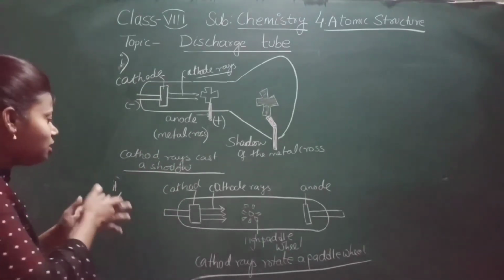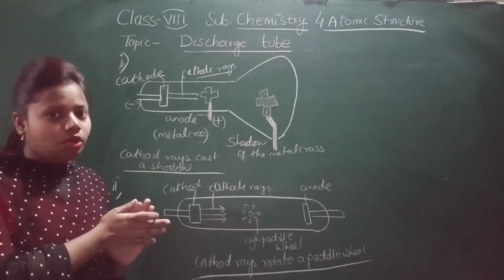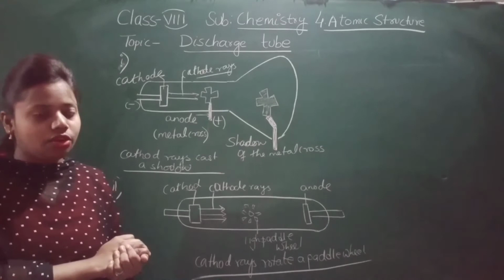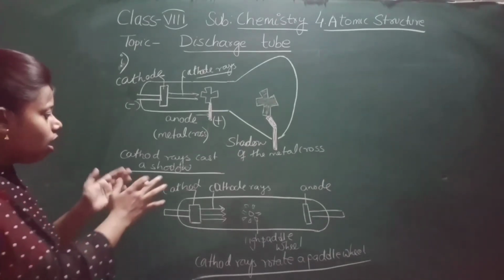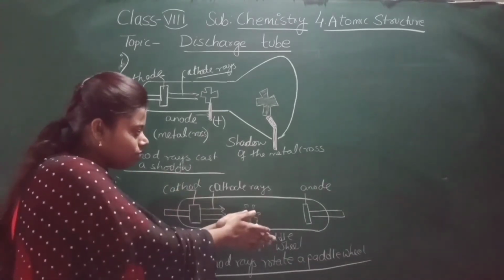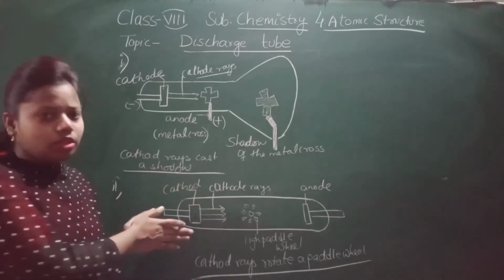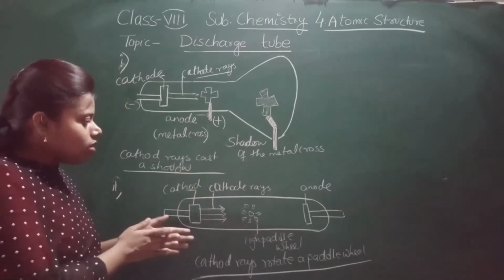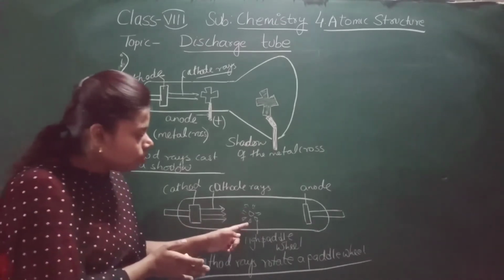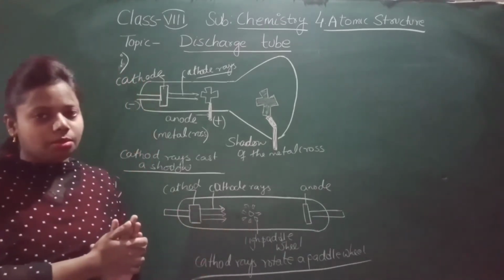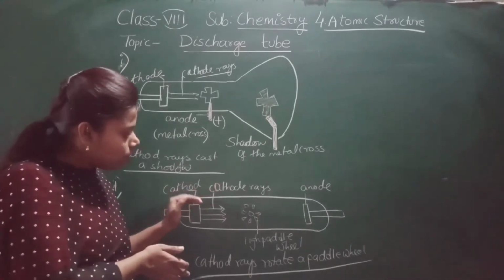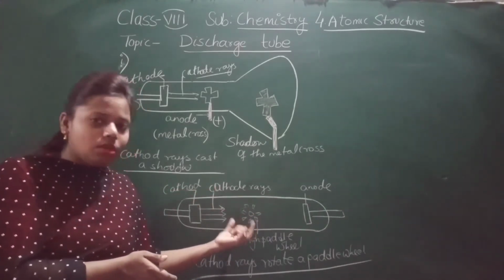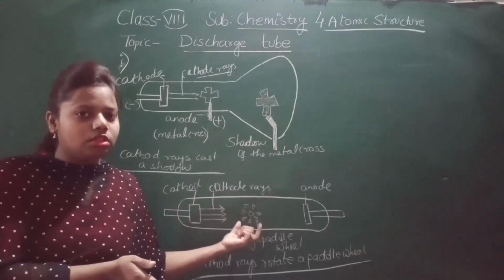Now let us see what is the second nature. What is the second observation of this cathode ray? You can see here the cathode is there, the anode is there. The cathode is connected to the negative terminal, the anode is connected to the positive terminal. In this case, a light paddle wheel was kept in the middle of the path where the cathode rays were traveling.